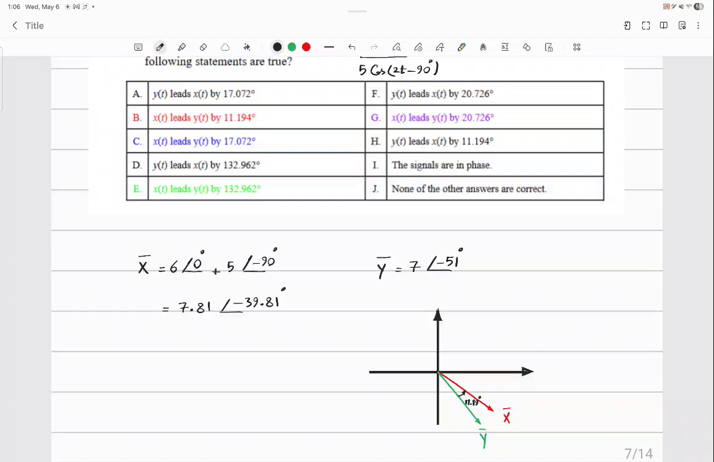See, x leads y by 11.19. But I want you to be able to tell me or finish this. Y is leading x by 360 minus 11.19. So remember, if I want to see by how much y is leading, then I should move from x all the way around until I reach y, right? Did that make sense to everyone? Any problem?